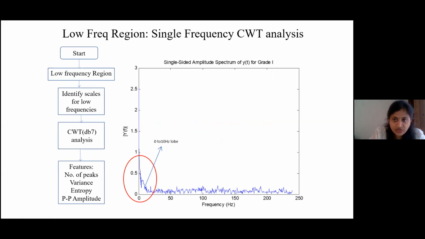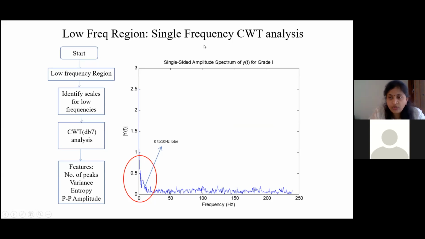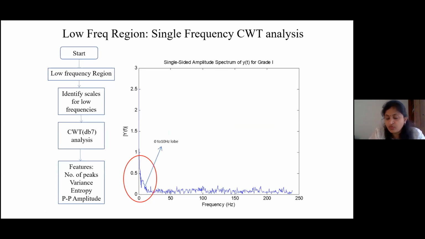You can go for a range of frequencies, or you can go for the logarithmic scale. But what I have done, and I got a good result, is with the single frequency CWT analysis, because it was possible in my case to identify the frequencies which are of higher interest. So you can specifically go for these frequencies and do the analysis.